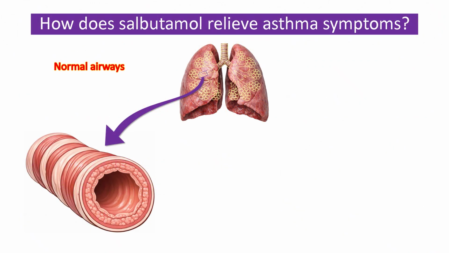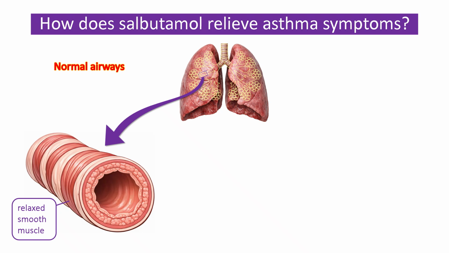Let's start with a normal airway. Here the lumen is wide open, allowing air to move in and out freely. The airway wall is thin and the surrounding smooth muscle is relaxed. This smooth muscle layer plays a key role in controlling airway diameter.